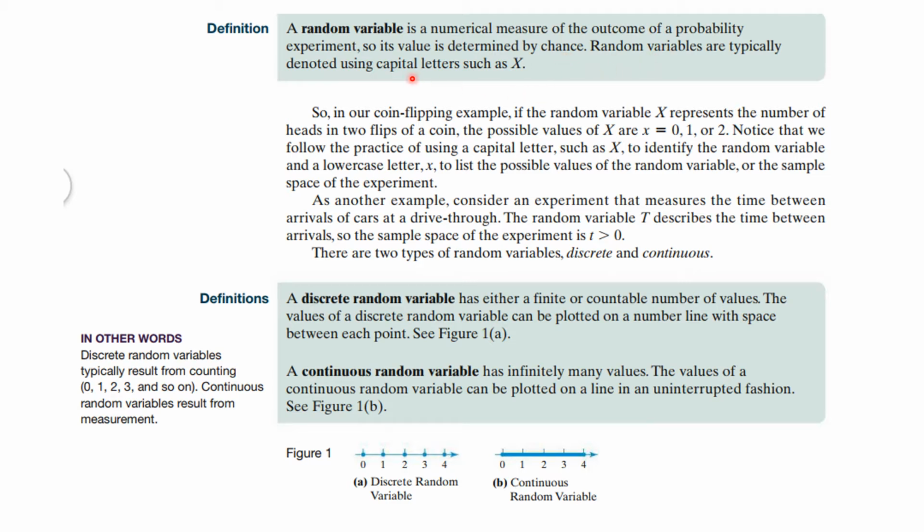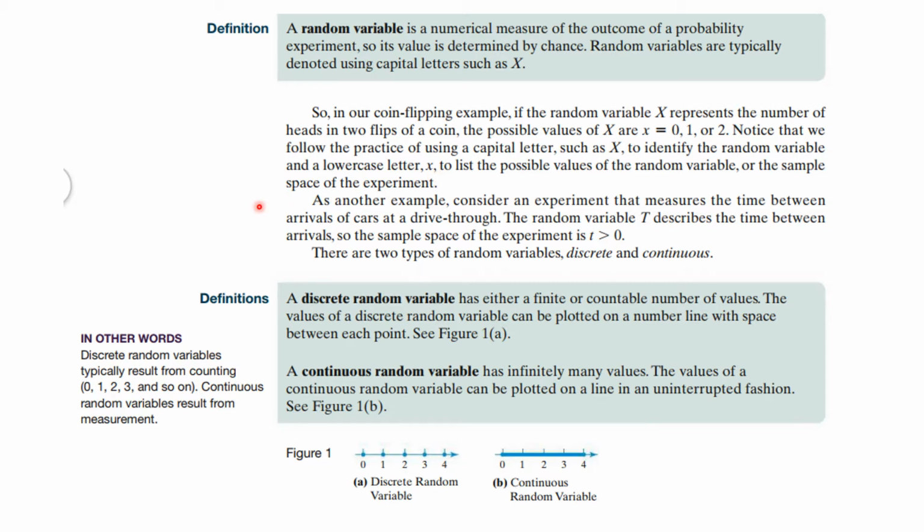Random variables are typically denoted using capital letters such as X. So in our coin flipping example, if the random variable capital X represents the number of heads in two flips of a coin, the possible values it can take on are 0, 1, or 2. Now the practice is that when you're talking about a random variable, use a capital letter like X, and when you're talking about the values of the random variable or the sample space, you use lowercase x.